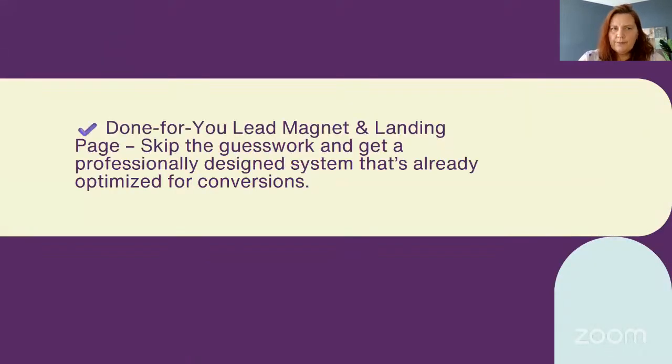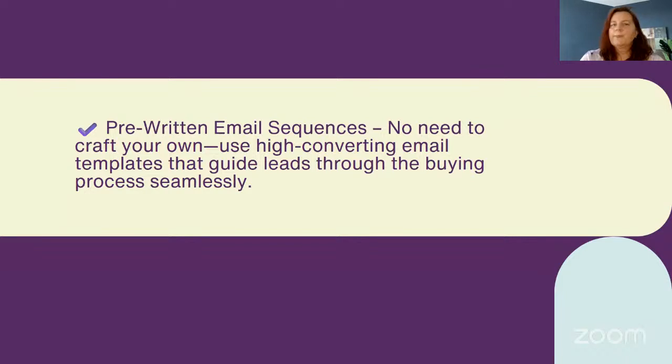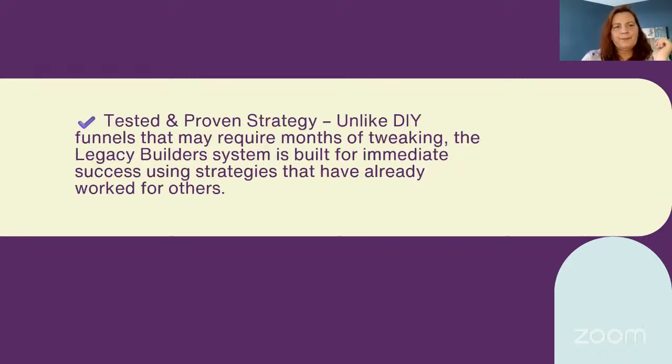And here's how. There's the done-for-you lead magnet, like this blueprint and landing page. Skip the guesswork, get a ready, professionally designed system that's already optimized for conversions. The email sequences are already there and pre-written for you. You don't have to craft your own. You can use high converting email templates that guide the readers through the buying process seamlessly.